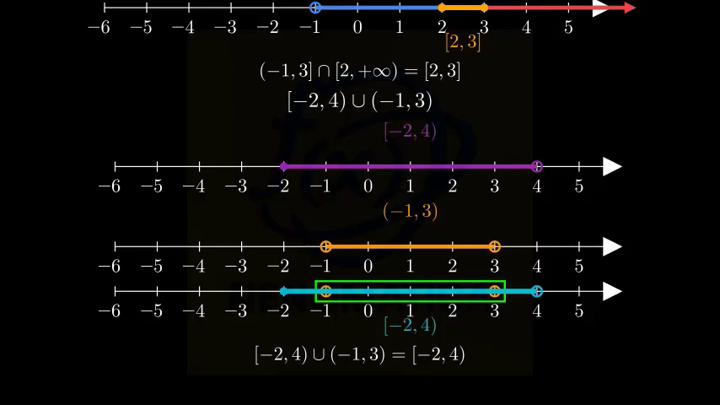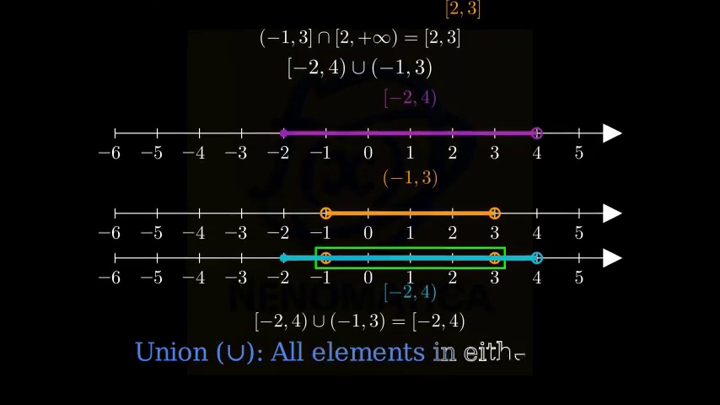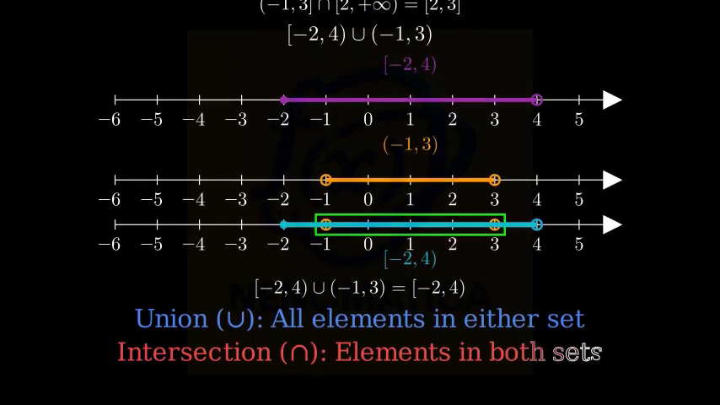Let's summarize what we've learned. For the union of two intervals, we include all points that are in either interval. If one interval is completely contained within another, the union is simply the larger interval. For the intersection of two intervals, we include only points that are in both intervals. The intersection can be empty if the intervals don't overlap.